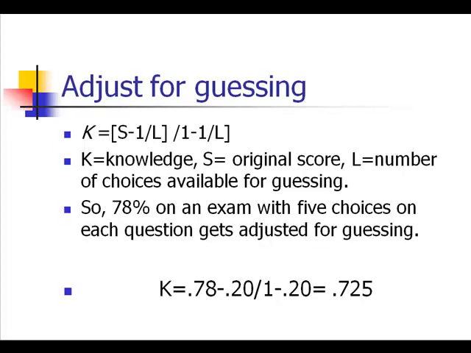And so here's how we would do it, actually. We would say knowledge would be the original score, L is the number of choices. So in this case, the students, we just simply adjust it. And the student's knowledge, we would say, is probably about 72%, even though she got 78 on the test.